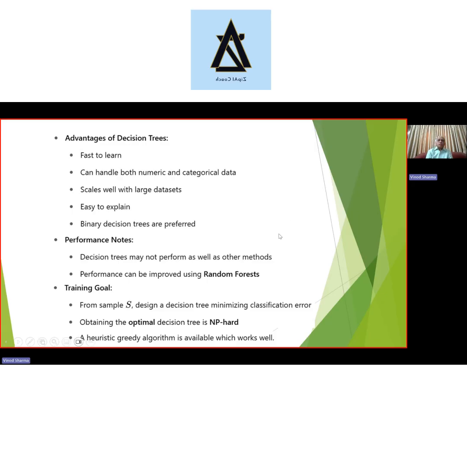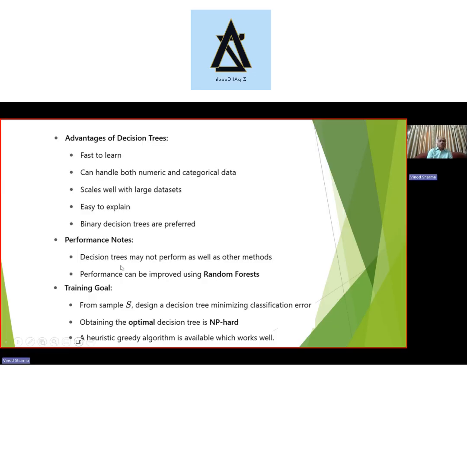The performance of the decision tree may not be as good as the other methods that we have talked about. However, its performance can be improved by using random forest, which we are going to explain in the next slide.